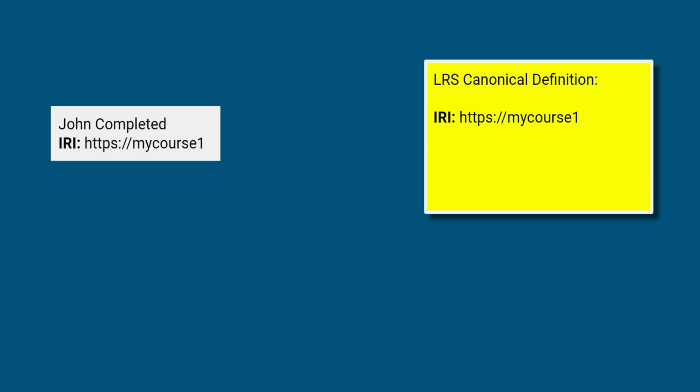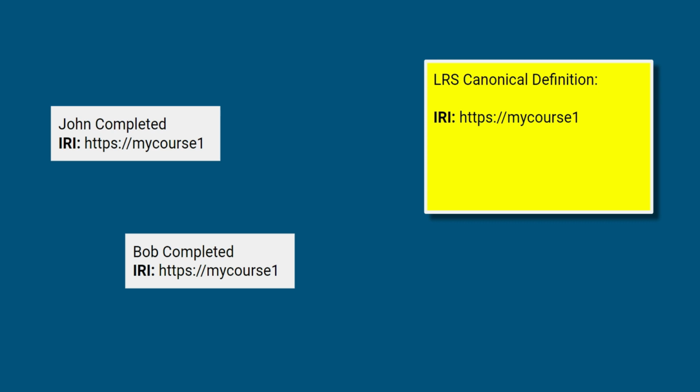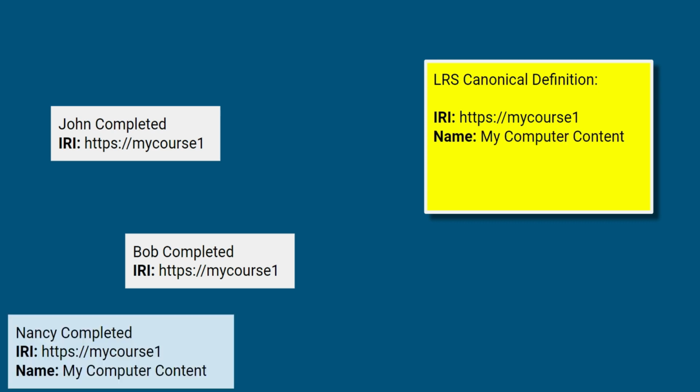Let's say some time passes. Now we get another data point. Bob completed it. In this case, same information, same IRI describing the content. So the LRS's canonical definition stays the same. Sometime later, we get another statement. Nancy completed it. In this case, same IRI, so we're talking about the same object. But now we have a name. It's called my computer content. So notice our canonical definition for this particular object now includes a name.